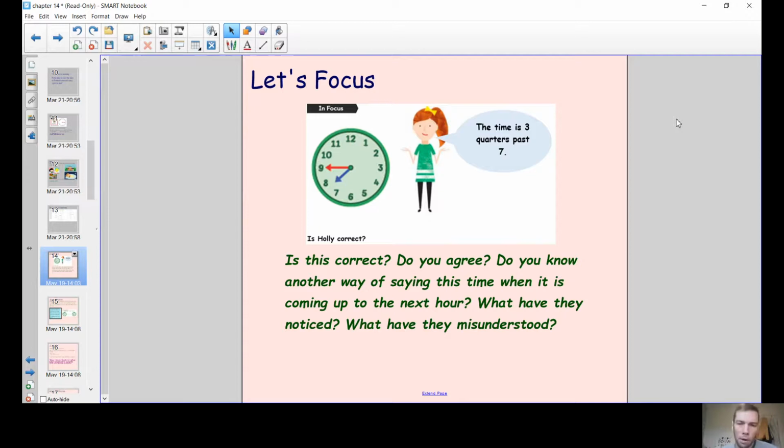Okay, I'd like you to have a talk about this at home. I'd like you to try and come up with any other ways you might be able to say Holly's time on her clock. Now, parents or other adults at home, I'd like your child to be able to have a go at telling you their ideas. But at the moment, we don't need to instantly tell them the answer. Okay, let's move on.